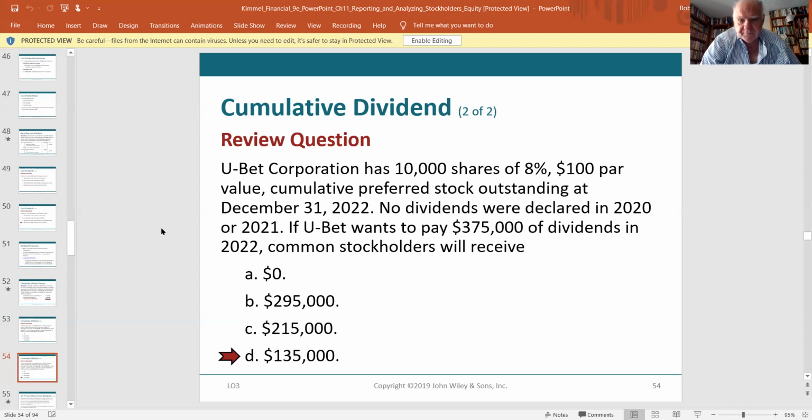10,000 shares, cumulative. Oh, no dividends were paid in 20 or 21. I missed that part, Derek. So yeah, that's how the arithmetic would come out. 135,000. Are you good on that, Derek? Did I confuse you more than anything?